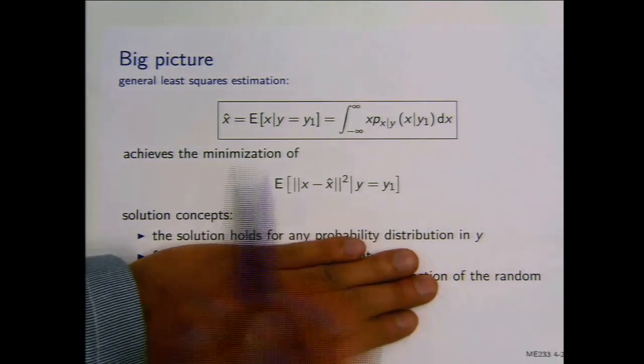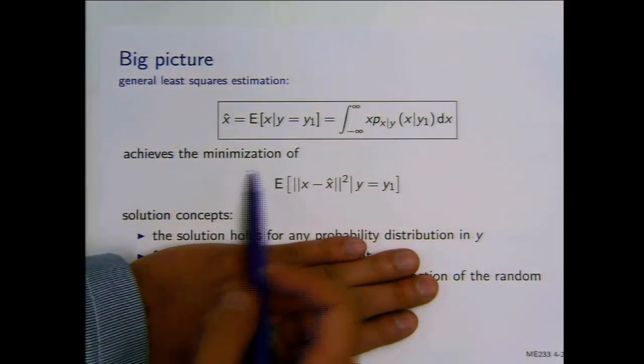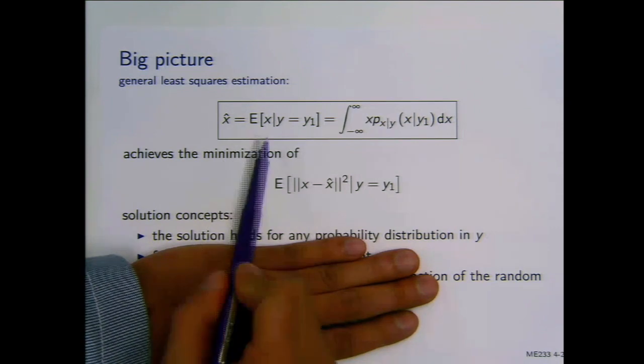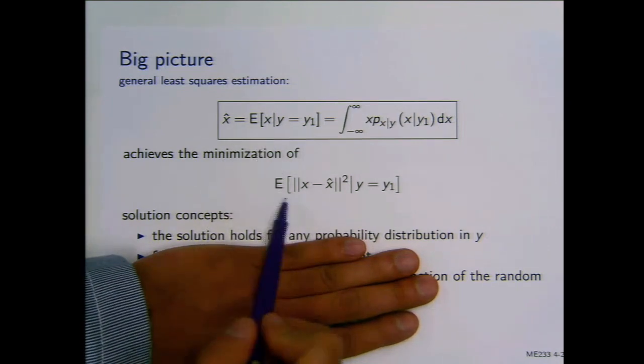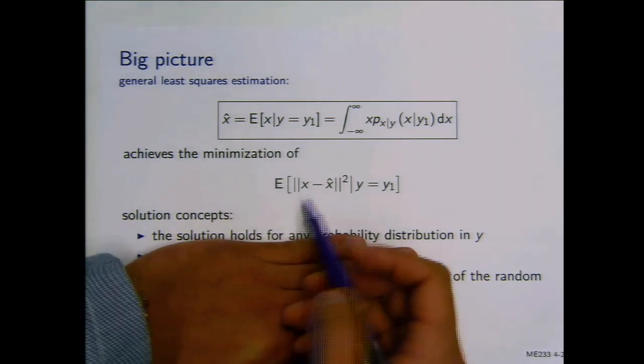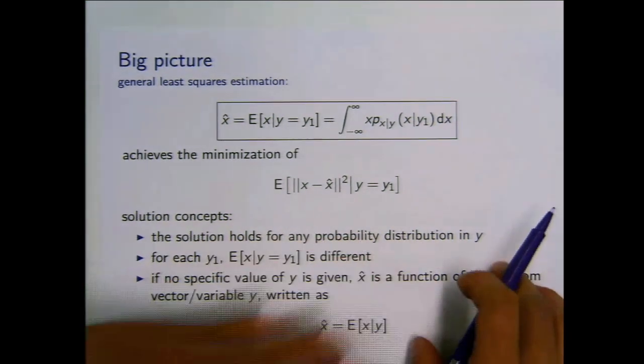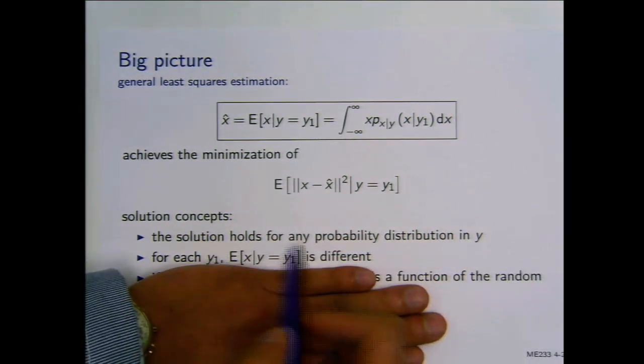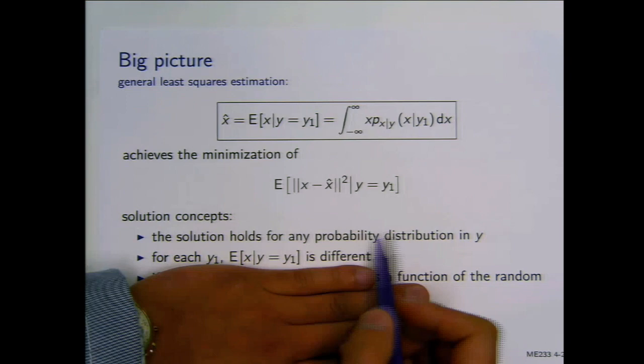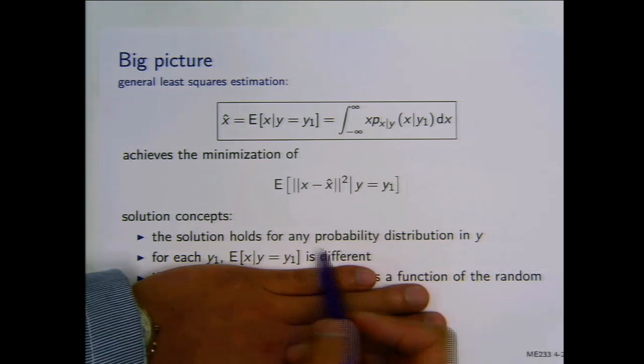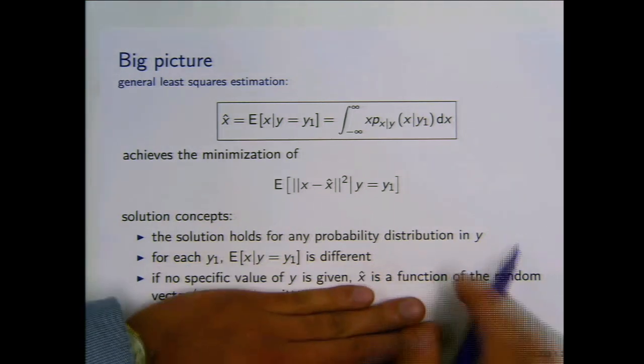Let's take a look at some of the ideas coming out of this solution here. Conditional expectation minimizes this quadratic squared cost. As you can see, I haven't specified any probability distribution for x or y. So the solution holds for any probability distributions.